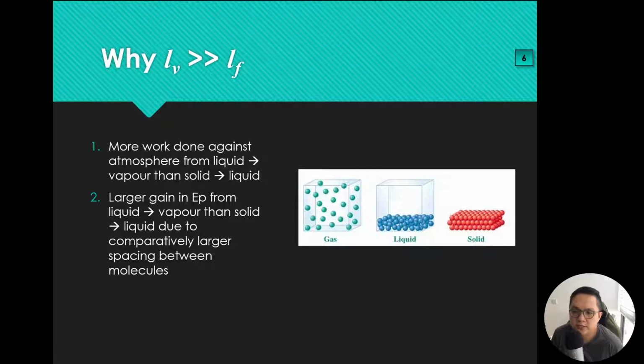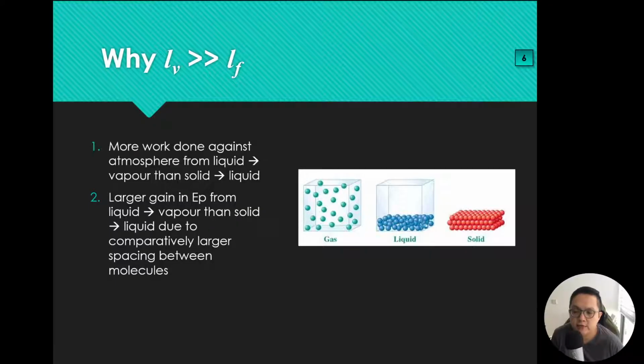Because when you go from solid to liquid, your volume doesn't change by a lot, and when you go from liquid to gas, it changes by much more. So from solid to liquid, the volume is more or less the same, and the body has not done any work against the atmosphere yet.